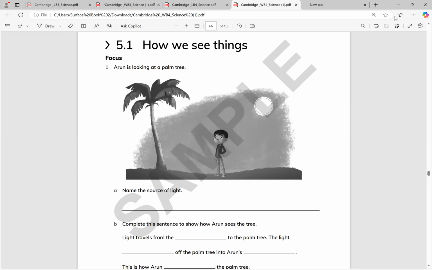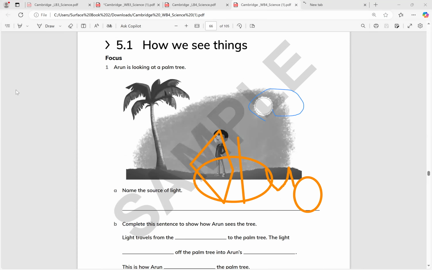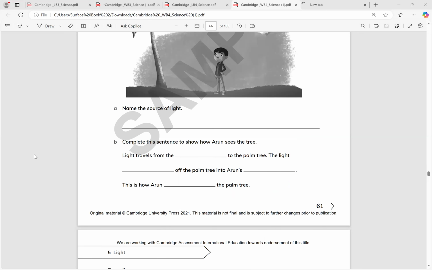All right. Can anybody name the source of light in this image? Yeah, the sun, of course. Yes, it is the sun. Now, light travels from the Sun to the palm tree. The light doesn't make energy. What does the light do when it bounces off like this? It reflects.